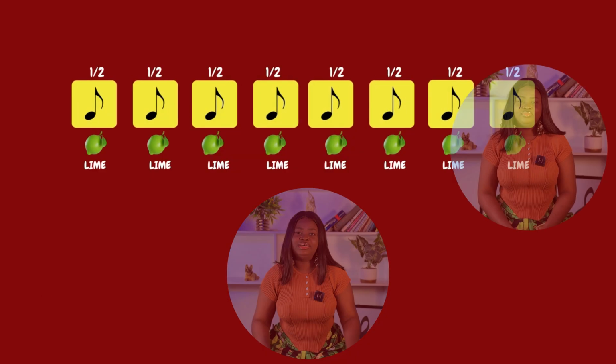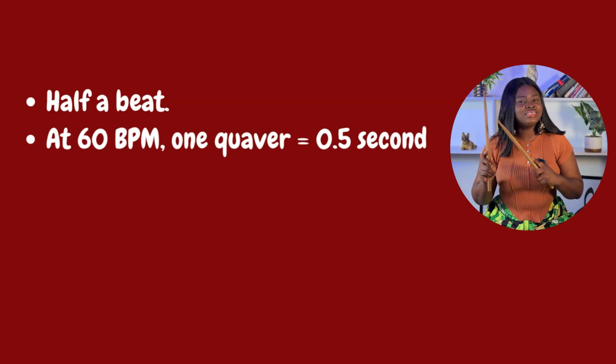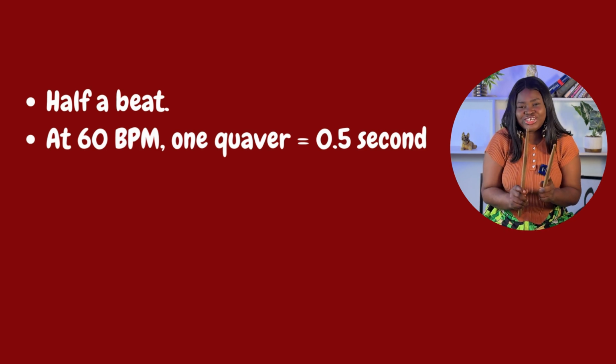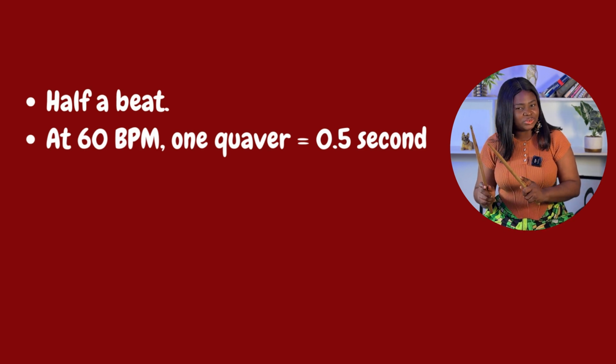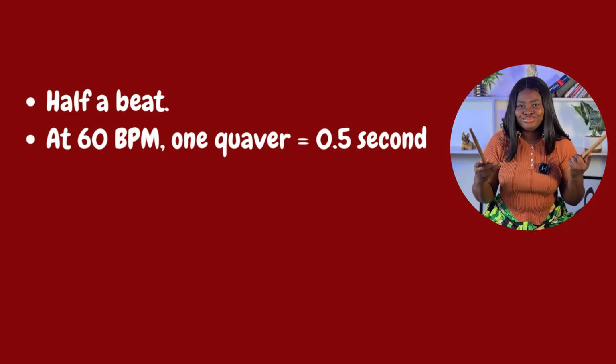Very simple. At 60 beats per minute, one quaver is 0.5 seconds. That means that at the same 60 beats per minute, one crotchet would be 1 second, which means that a quaver is actually half of a crotchet. Now let's tap this.